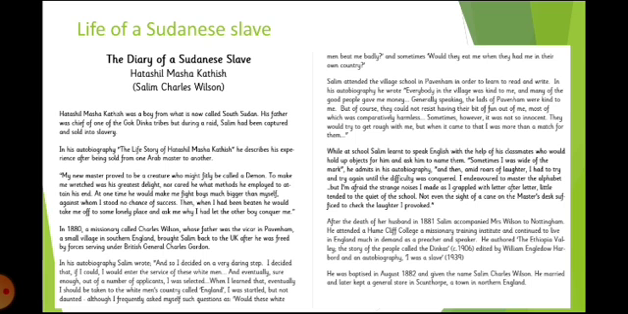He was baptized in August 1882 and given the name Salim Charles Wilson. He married and later kept a general store in Scunthorpe, a town in northern England. Now, it's a very interesting story, and it gives us hope that there's always light at the end of the tunnel, even though he suffered here, being a slave, sold from one Arab master to another. Once he got there, he started a brand new life filled with hope.